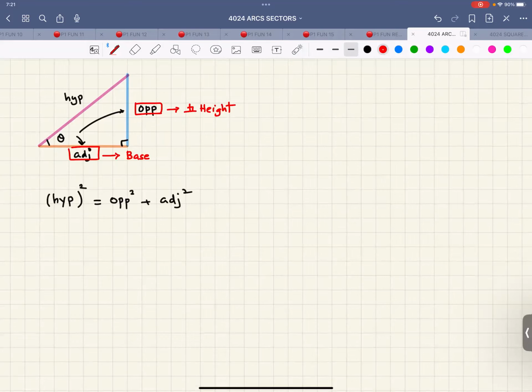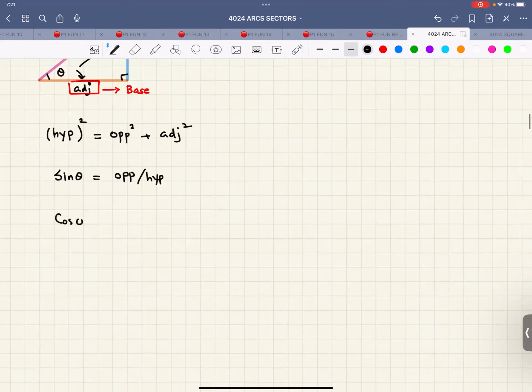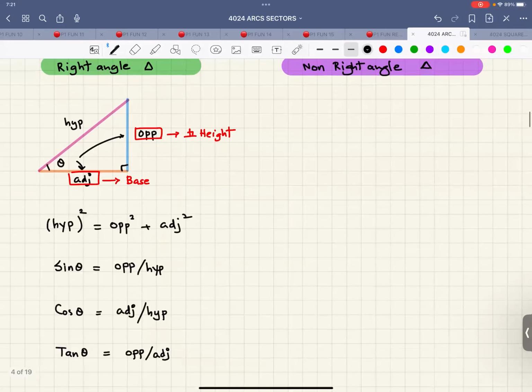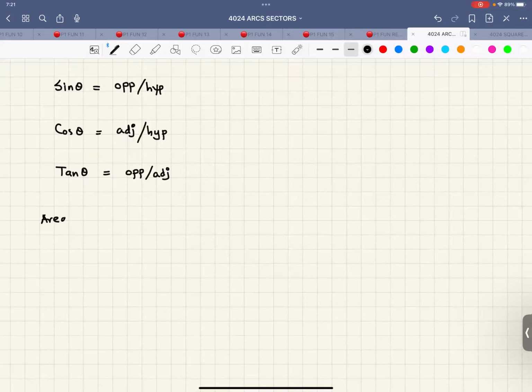What else are we interested in? We are interested in sine theta, that is opposite over hypotenuse. We are interested in cosine theta, that is adjacent over hypotenuse. We are interested in tangent of theta, that is opposite over adjacent. This is what we are interested in. And naturally, don't forget area of triangle, that is half into base into height. Height means perpendicular height.